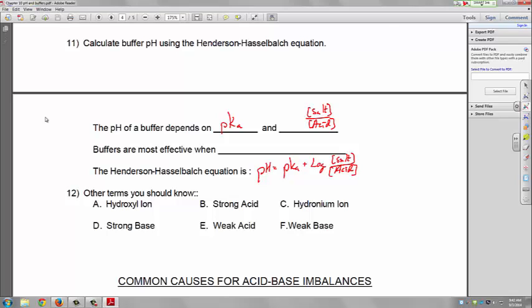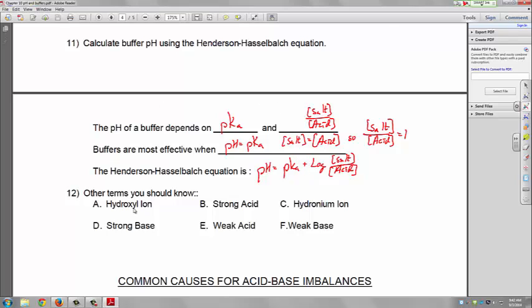And as mentioned in class, buffers are most effective when the pH of that buffer equals the pKa of the acid. What that means is the salt concentration equals the acid concentration. Right? So this ratio of salt over the acid is 1. And if we look at this Henderson-Hasselbalch equation, when this ratio is 1, the log of 1 is 0. This log term falls out, and pH simply equals pKa.